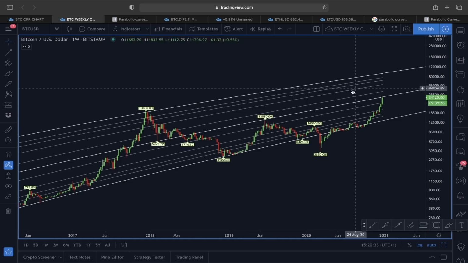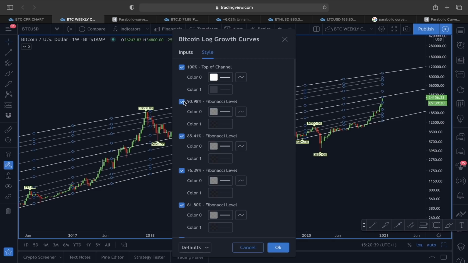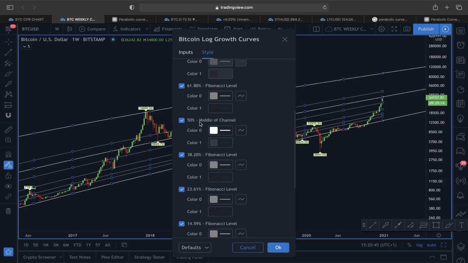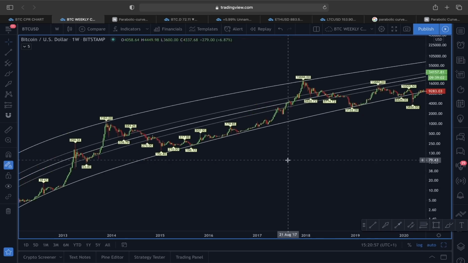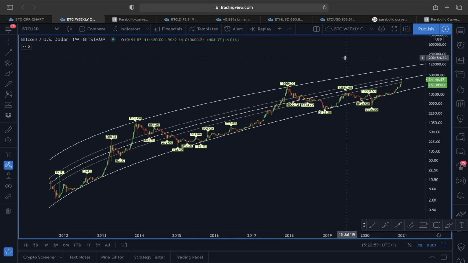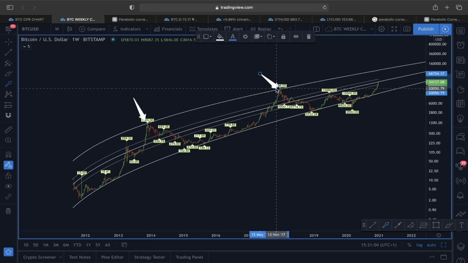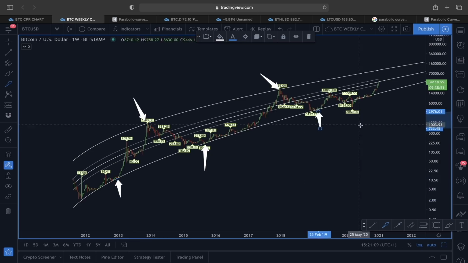This trend line, what you can see inside, those are the Fibonacci levels. The only ones we are going to use today are the 61.80 Fibonacci level, the 50% level, the middle of the channel, and the 38.20 Fibonacci level. The rest we are going to deselect. As you can see, inside this logarithmic growth curve, the upper line has acted as resistance, and the lower line has always been a very strong support.